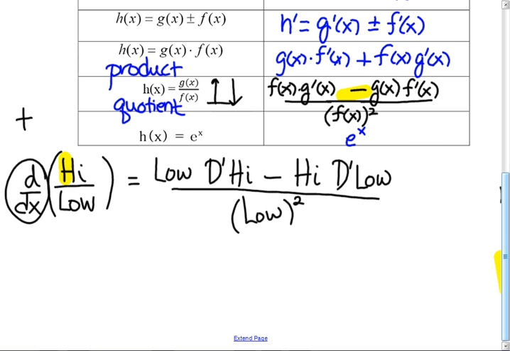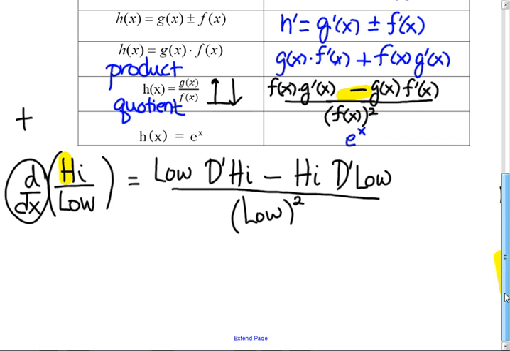So if I do high and low, it's low d high minus high d low over the square of low, and we go. Whatever works. That's how you find the derivative if you have division of two functions. The d is derivative. Oh, we'll probably find more.